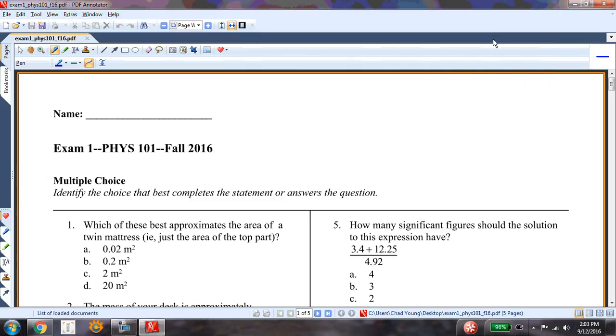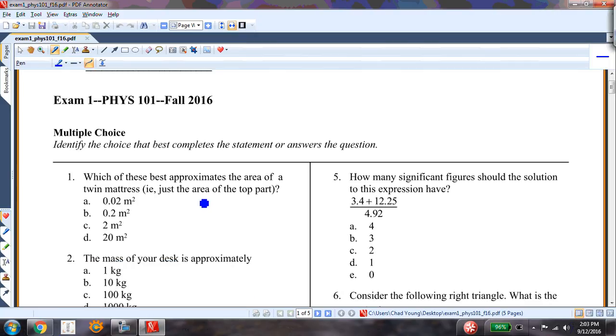Okay, exam 1, physics 101, fall 2016. Which of these best approximates the area of a twin mattress? Just the top part of it.